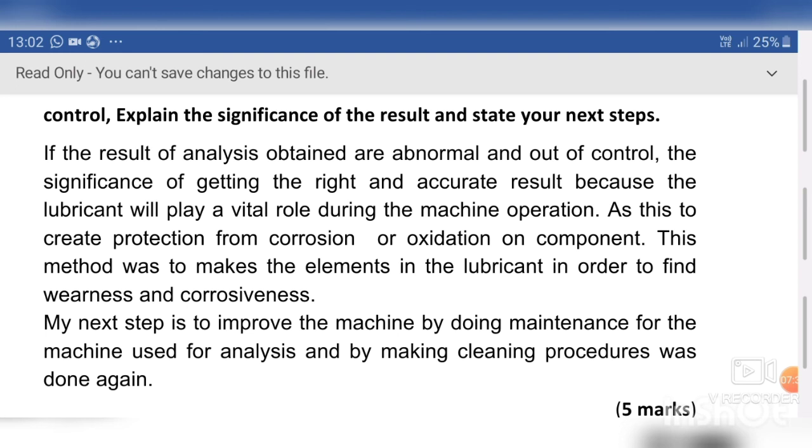This method was to mix the elements in the lubricant in order to find weakness and corrosiveness. My next step is to improve the machine by doing maintenance on the machine used for analysis, and by making the cleaning procedure be done again.